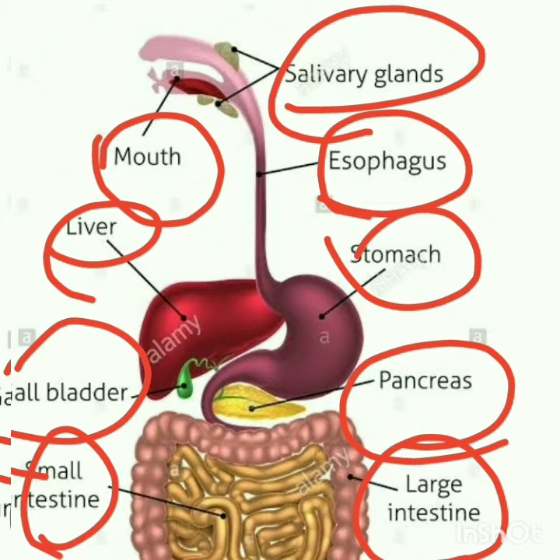Now what is digestion? Digestion means the breaking down of complex food material into simpler substances. Digestion converts complex food material into simpler form. And why is it important to convert the complex material into simpler form? So that blood can easily absorb the nutrients from it. And why does blood absorb the nutrients from the food material? So that it can easily reach all parts of our body.